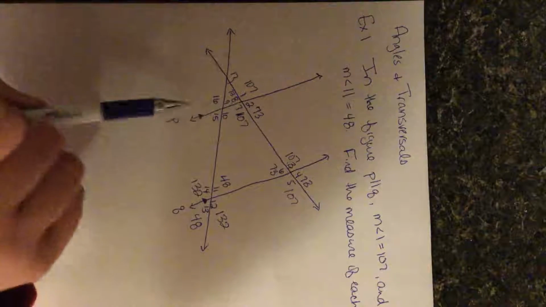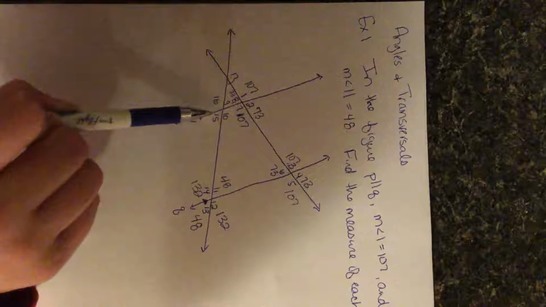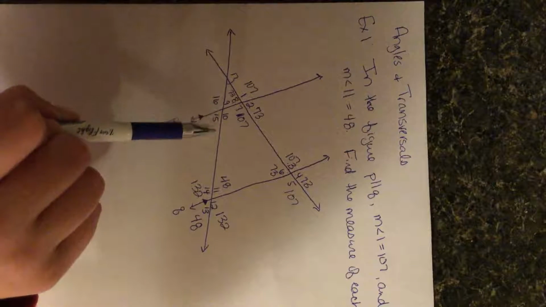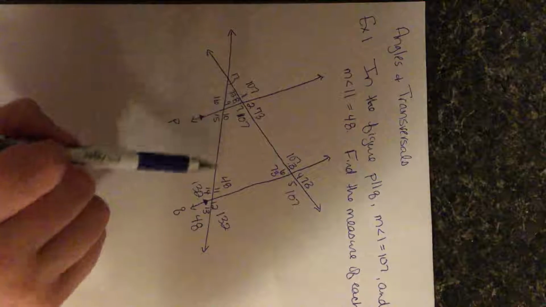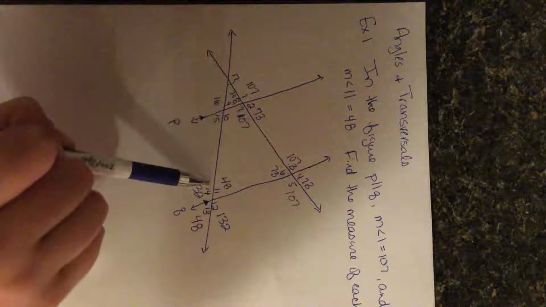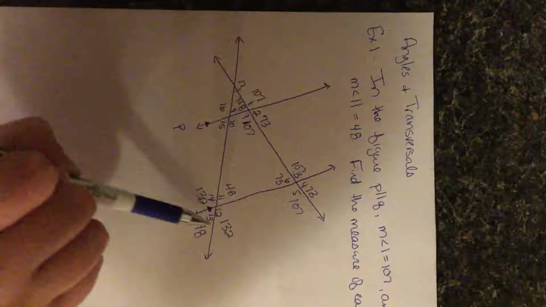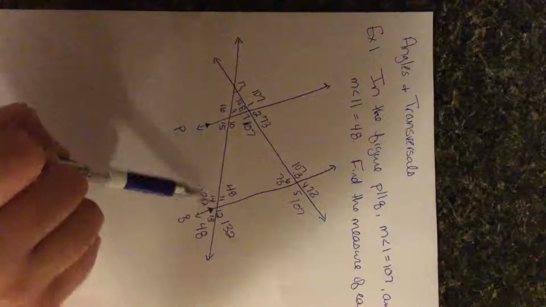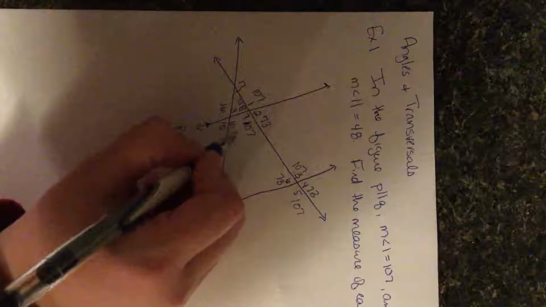For 9, 10, 16, and 15, whichever one you want to do first. If we do 10 first, I guess. You have 10 is alternate interior angles with 14, or it corresponds to 12. So either way, they have to be the same. It has to be the same as 14 or the same as 12, which are the same. So this is 132.